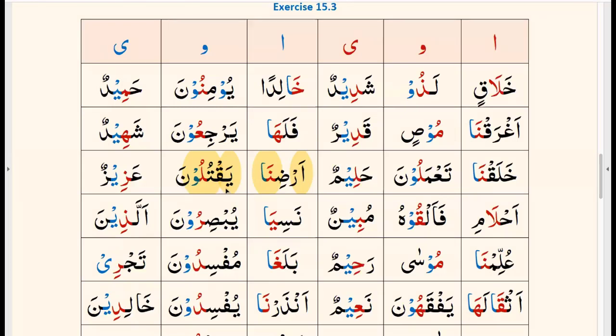Yaqtuluna. Once more. Yaqtuluna. Very good. Excellent. Now let's go on to this one over here. Ya with a sukoon. The letter before has a kasra, so this is a ya mad. And we're going to pronounce this for how many seconds? 2 seconds. Brilliant. So we're just going to do these two letters. Zee. Well done. Once more.